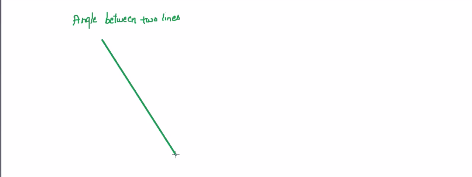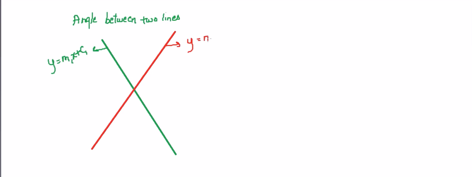So this is my one straight line. Let us say the equation of this line be ax plus by plus c, or in slope form it will be y equals m1x plus c1. This is my second straight line, which is y equals m2x plus c2. And this is the angle between these two lines. This angle, this is the angle between these two lines.